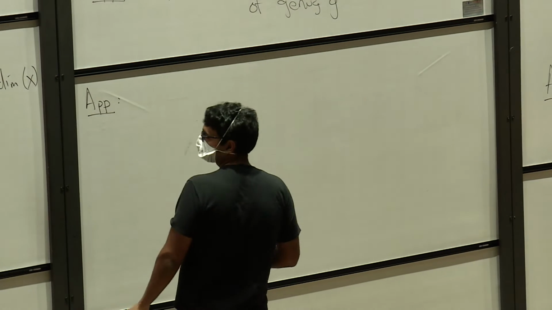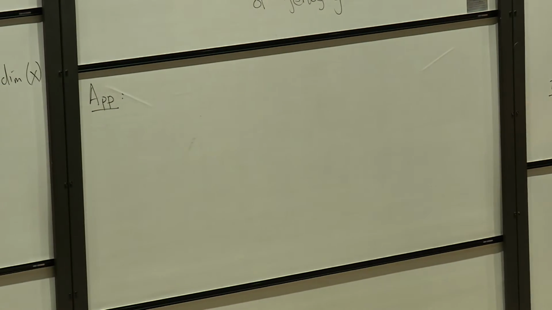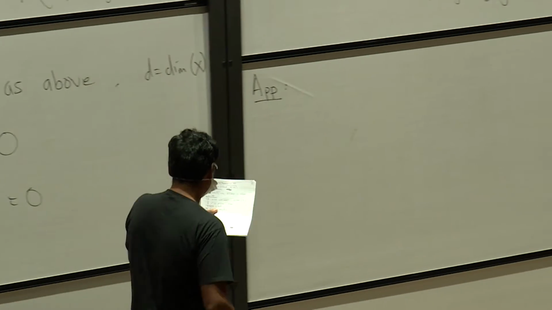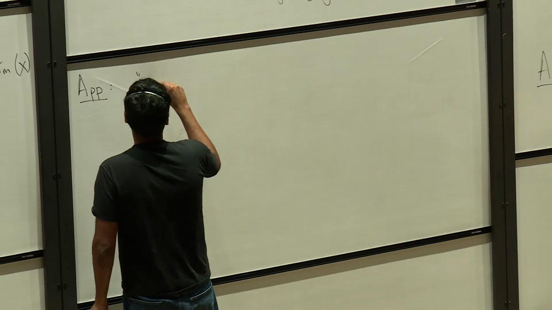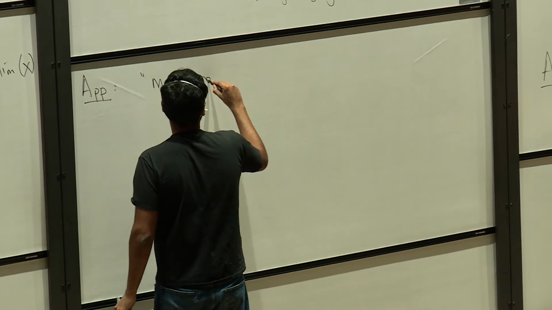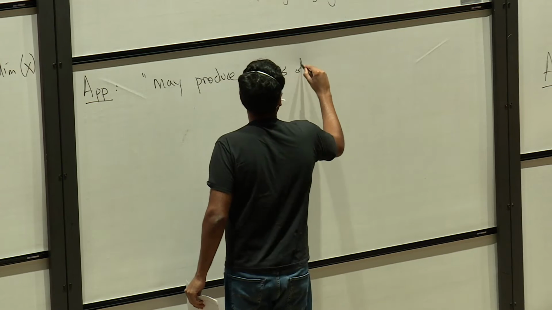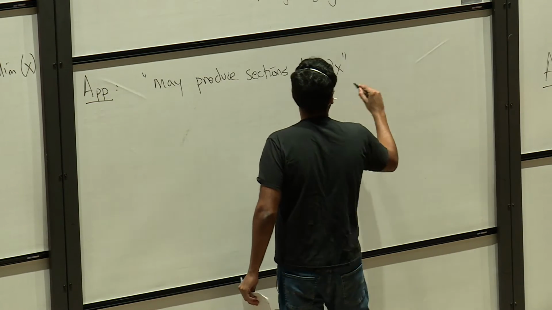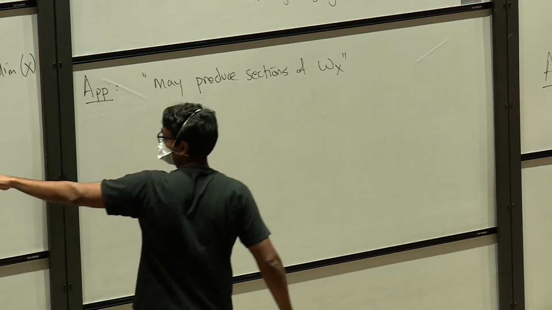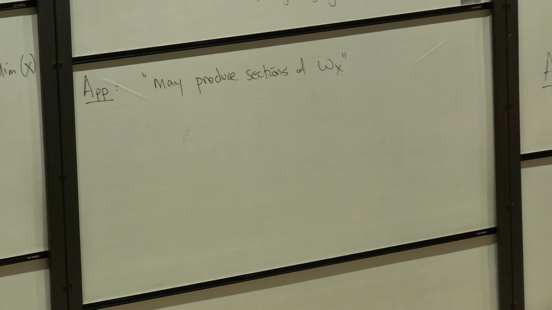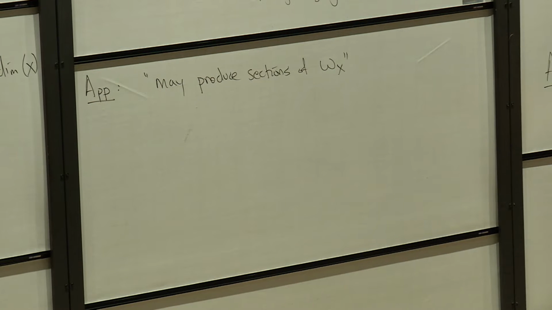So I'm going to put myself in a situation where, so maybe I should say first the moral of the story. Is the moral somehow is you may produce sections of omega X using this theorem by some kind of induction on dimension. And so let me just try to explain this.